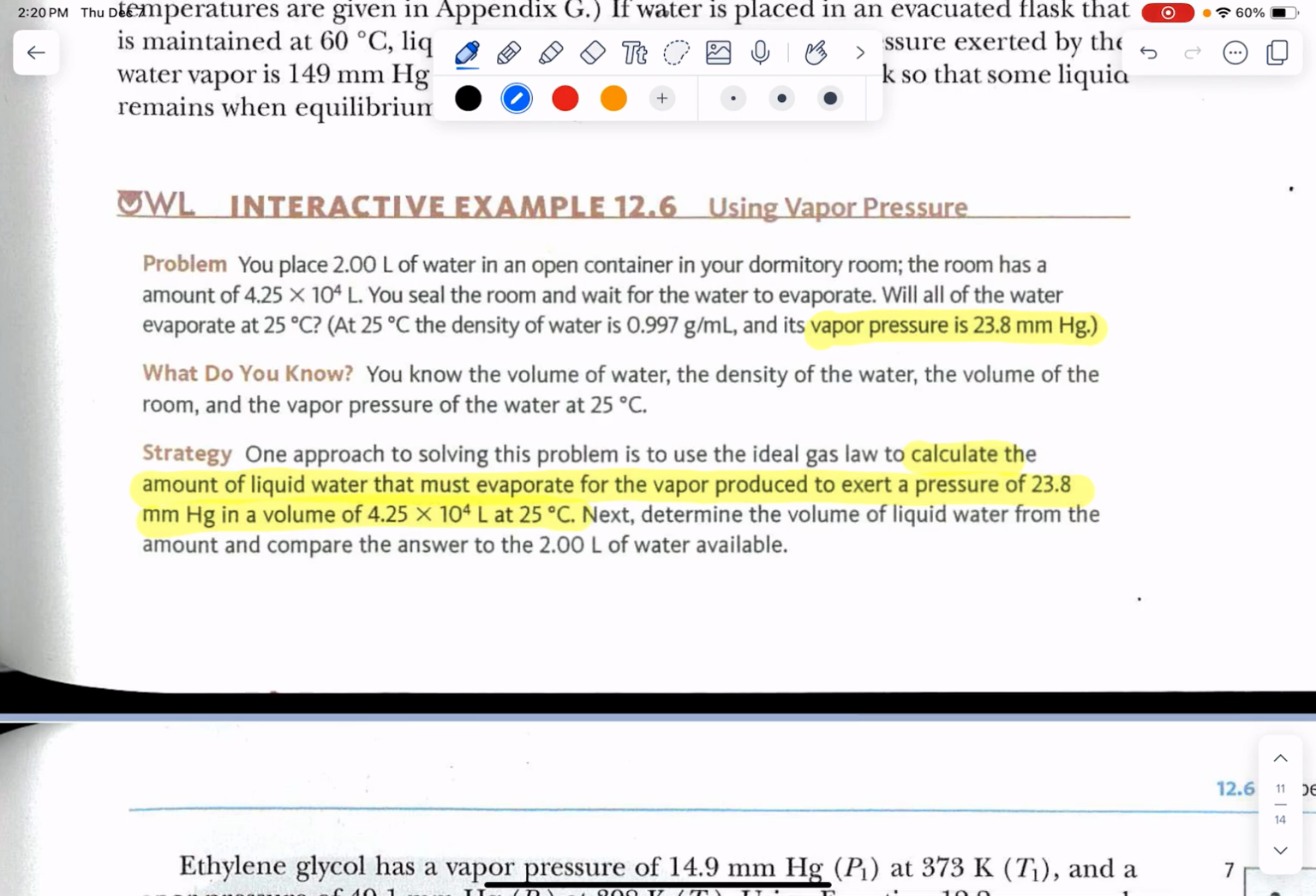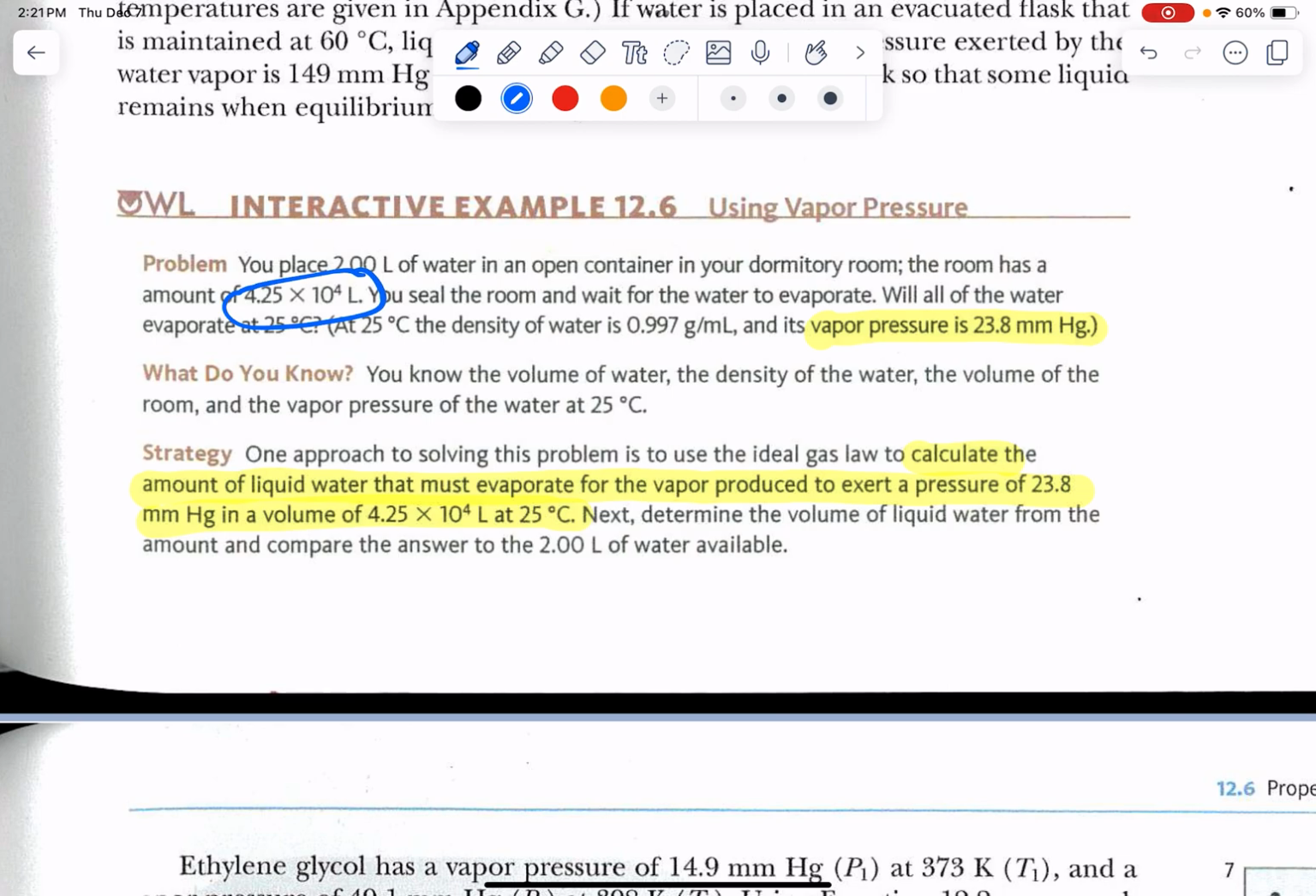You place 2 liters of water in an open container in your dormitory room. This is a college chemistry textbook, after all. And the room has this many liters of air in it.